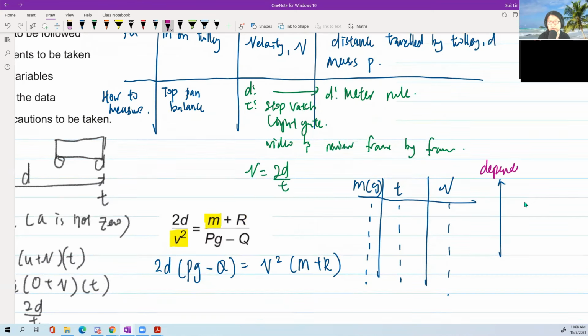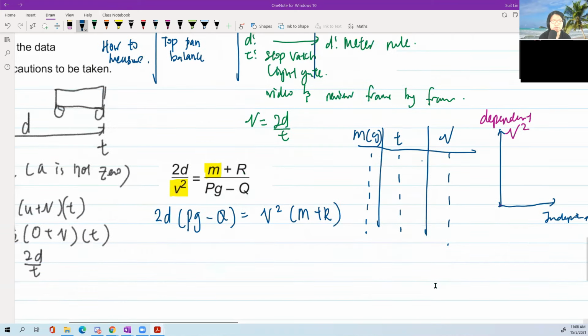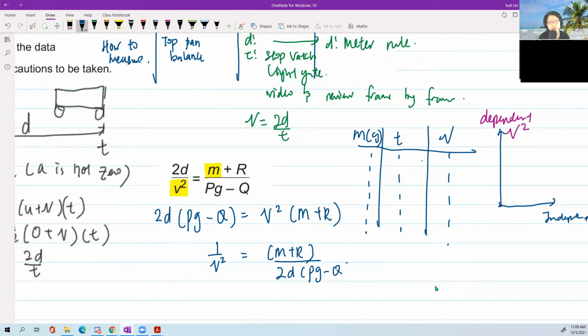dependent variable. So something like v, v square or 1 over v square. And then whatever that is here is normally the independent variable. So it's easier to measure. So to help your brain, I'm going to move the v square to one side. Can I exchange place? Yeah. So basically right now I have 1 over v square is equal to m plus r, okay, over 2d(pg minus q).